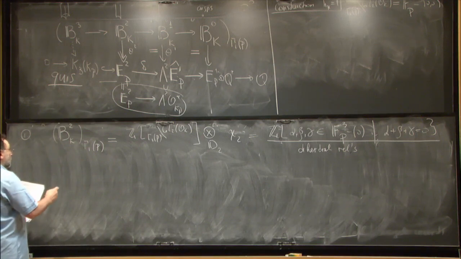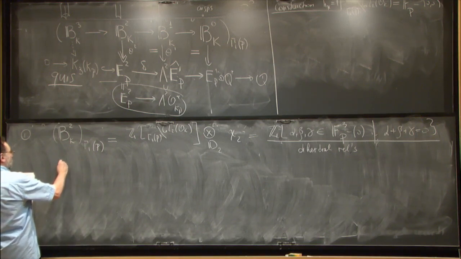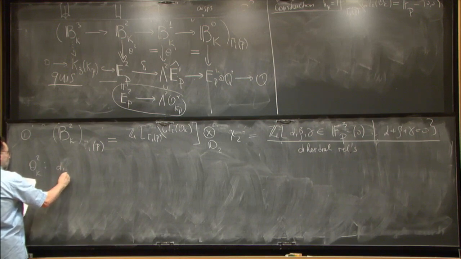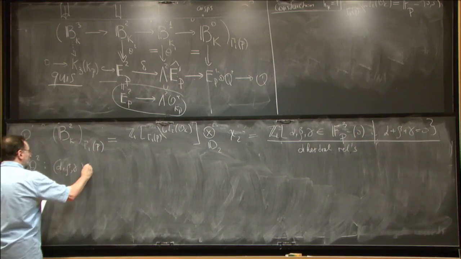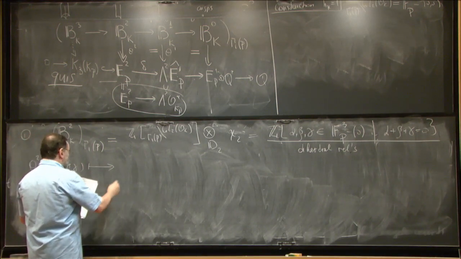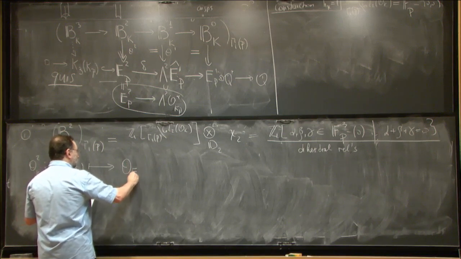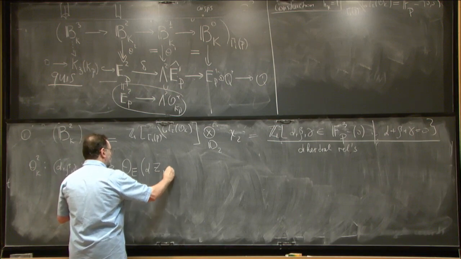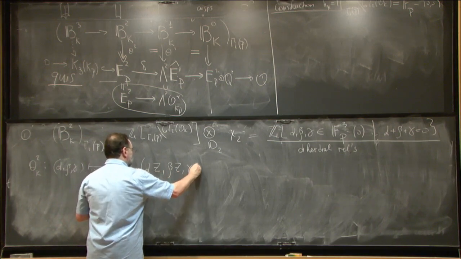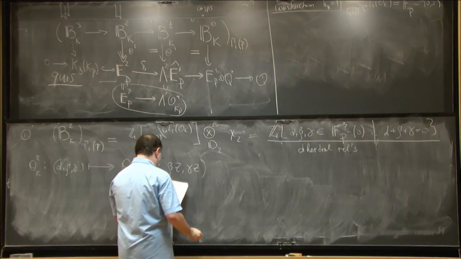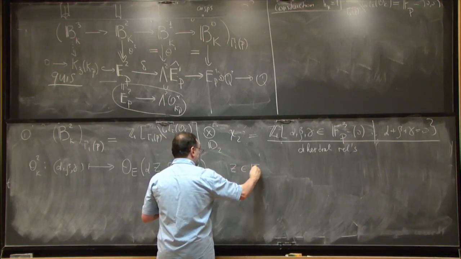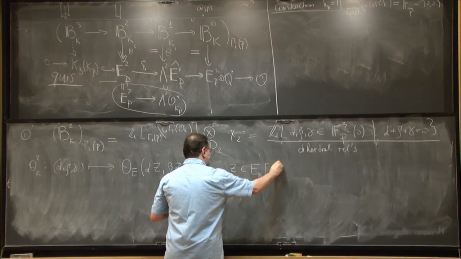Now, how does the map work? It's very clear. You just take this map theta 2. It takes this triple alpha, beta, gamma, and sends it to this double unit, alpha z, beta z, gamma z, where z is a generator of the p-torsion points.